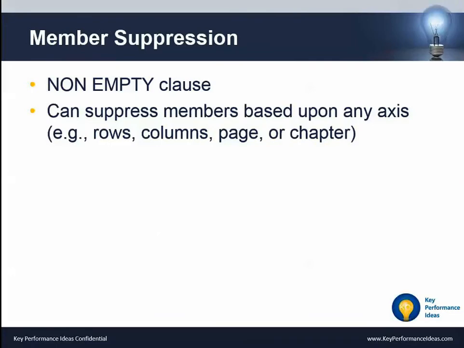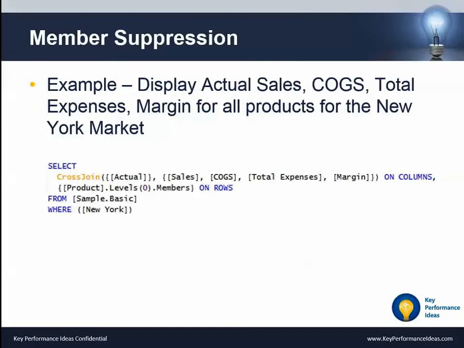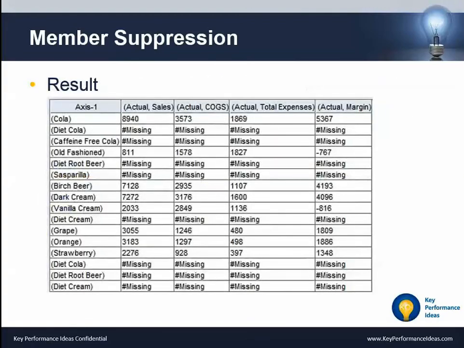Another thing that people would most likely want to use when they're doing an MDX query is suppressing those missing values. To do that, you would use a NON EMPTY clause. You can use this on any axis within the script: your rows, your columns, your page, your chapter, it doesn't matter. So an example here without using the NON EMPTY: again, display our actual sales, our cost of goods sold, total expenses, and the margin for all products in the New York market. Here would be the query for that, and here would be the results.